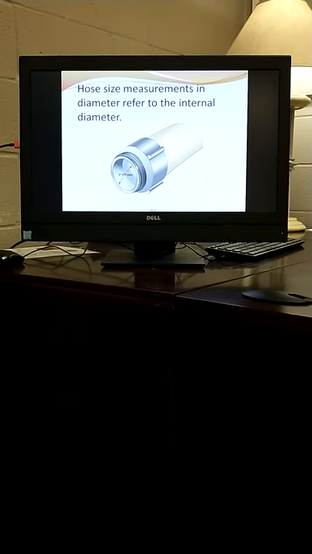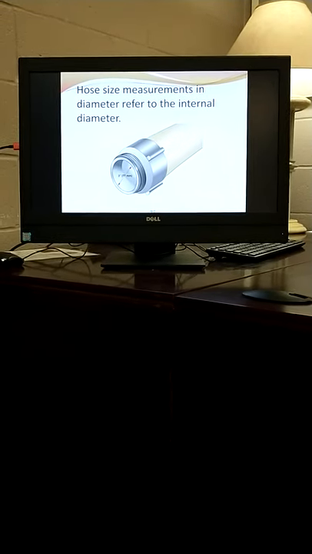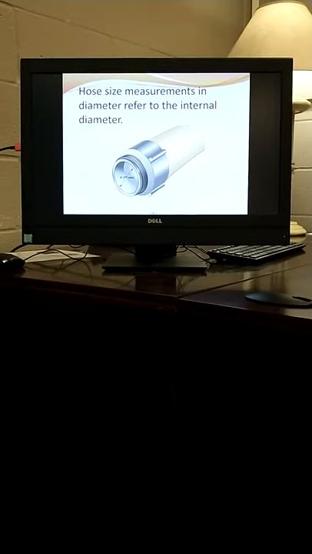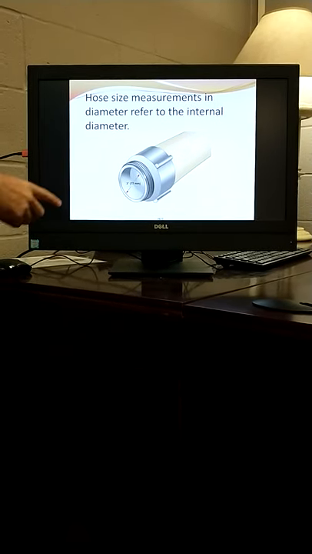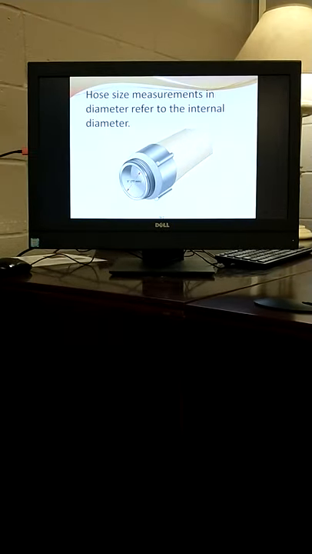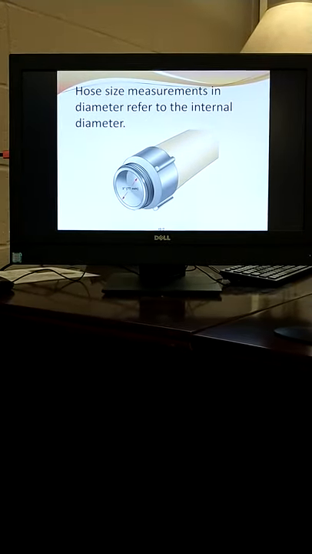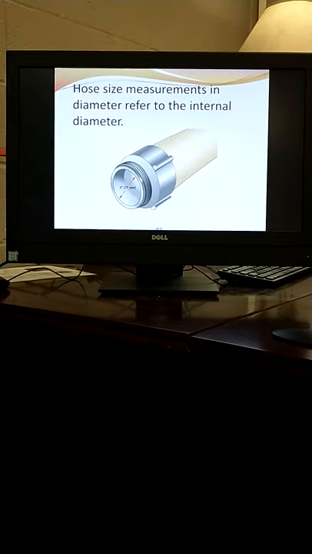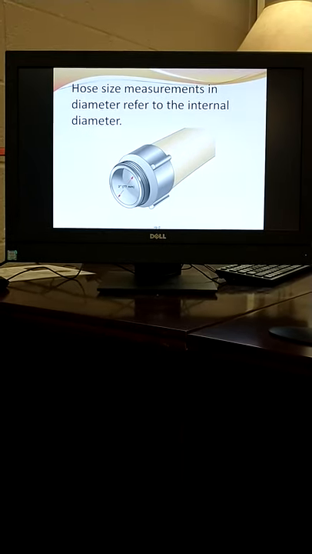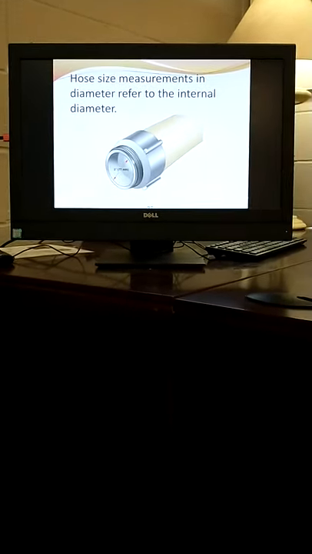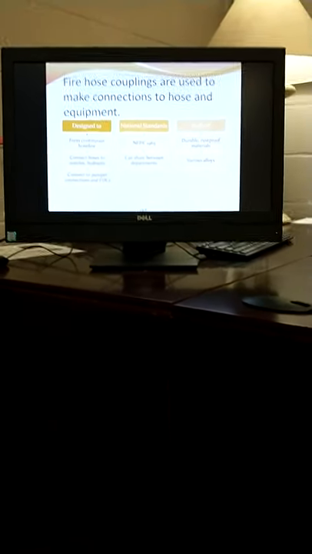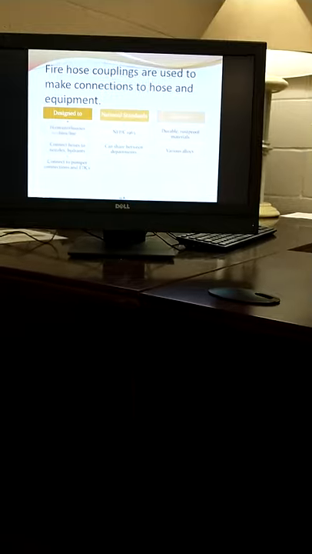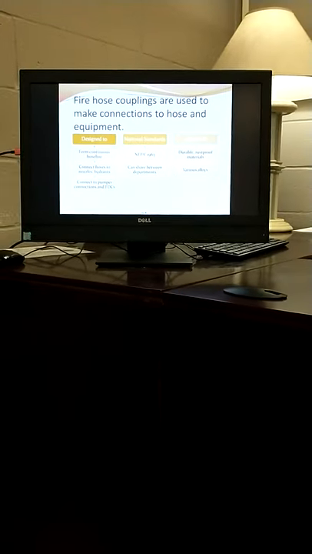How we get the hose size of each of our lines, such as a 2½ or 3-inch or 1¾, is actually the coupling that is inside right there. That is how we get that. It's the internal diameter. And the fire hose couplings are used to make connections to hose and equipment.